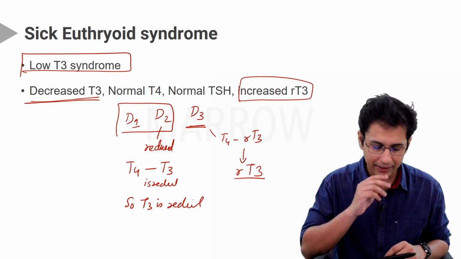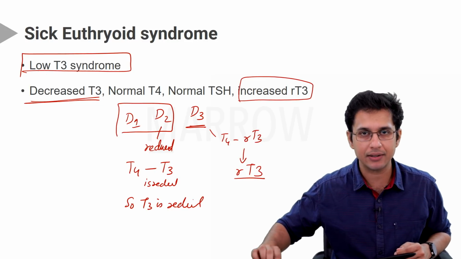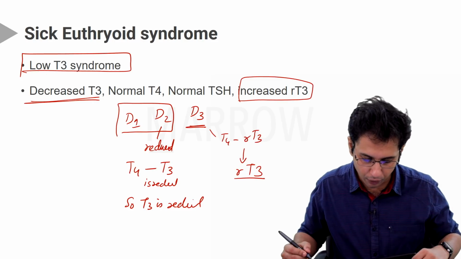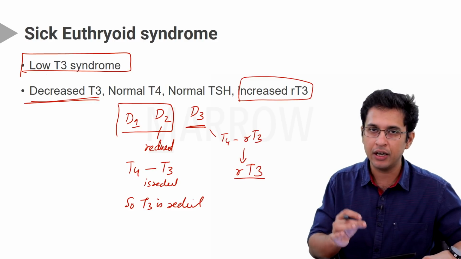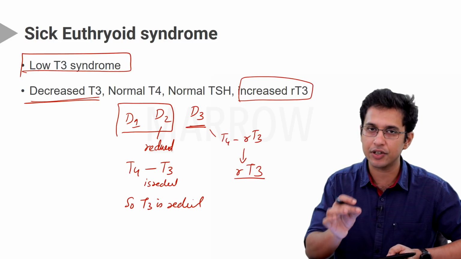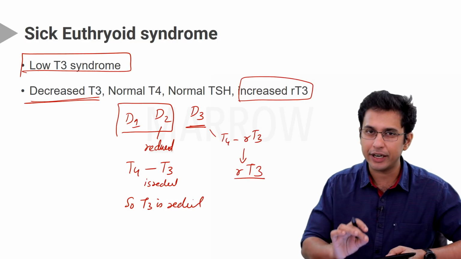Now this is Harrison, and Davidson actually says something different. I would say don't worry about what Davidson says. They have given a different picture. I don't know why. So this is very clear. Sick euthyroid, first finding is low T3. Associated finding is increased reverse T3. Affected enzyme is deiodinase, specifically the D2 deiodinase.